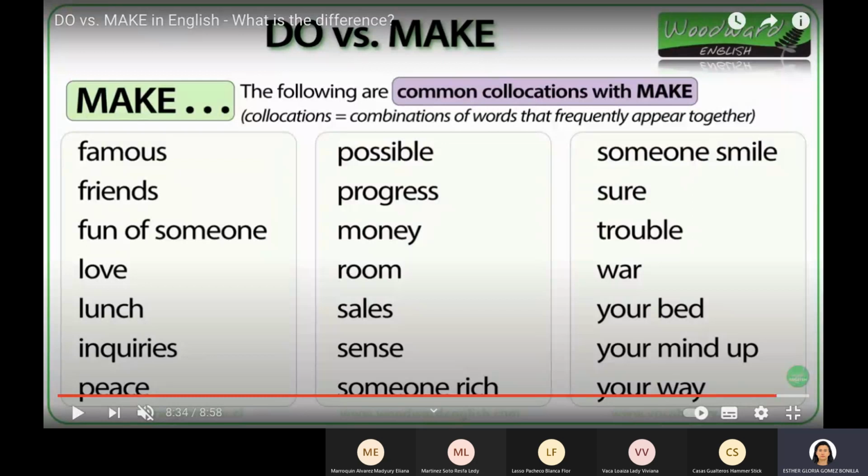Make someone rich, hacer a alguien rico. Make someone smile, hacer a alguien reír. Make sure, make trouble, make work, make your bed, make your mind up, and make your way. Make your way quiere decir hacer el camino, hacer su camino. Make your mind up quiere decir hacer pensar. Okay? And with all of these situations, you use make.